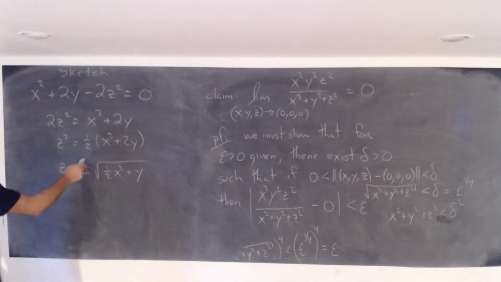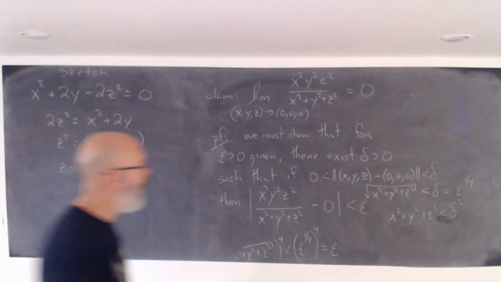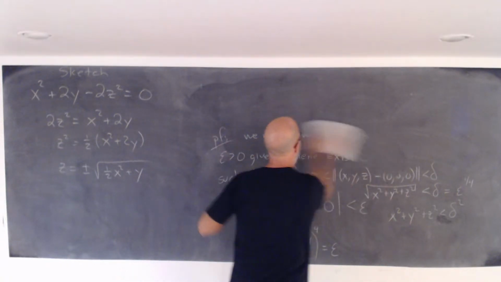So let's just concentrate on the positive square root first. And of course, there's going to be symmetry about the xy plane. The same thing is going to happen on the bottom.